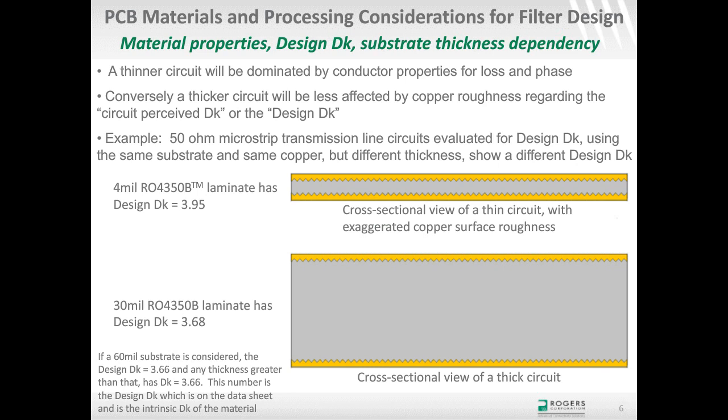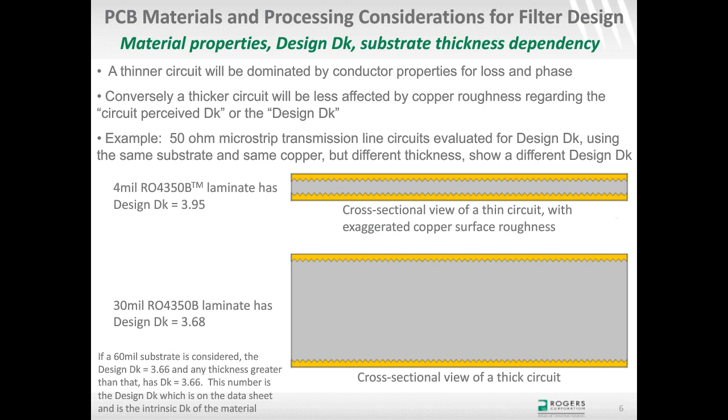And this is using RO4350B laminate, and if you would make an even thicker laminate on this exact same material, let's say 60 mils thick, you're going to get a design Dk of about 3.66, which is the number that is on our data sheets and product selector guide. And the 3.66 number is really the number where the copper surface roughness no longer impacts the wave velocity, so you're really detecting the intrinsic or the bulk dielectric constant of the material, which in this case is about 3.66.